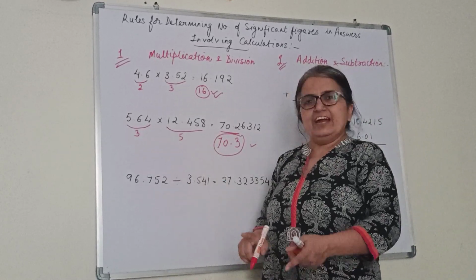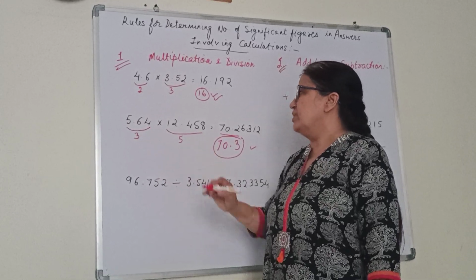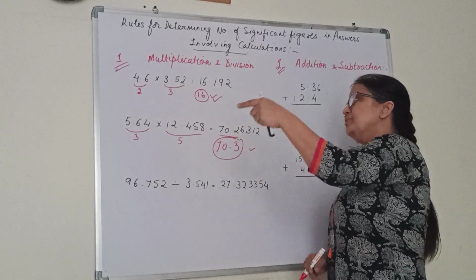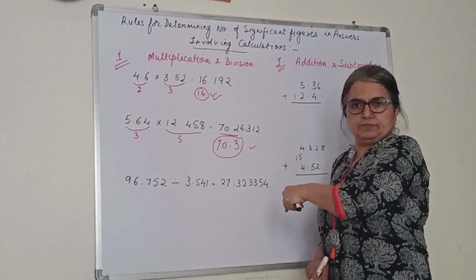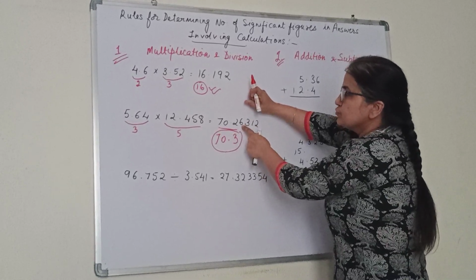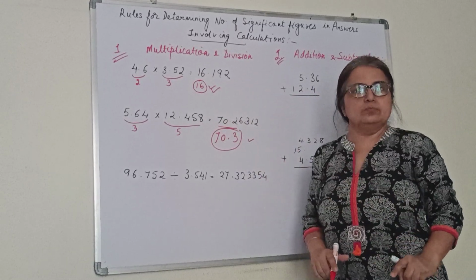Two numbers were there which were to be multiplied. First is having 3 significant figures, next one is having 5. Lesser is 3, so the answer should also have 3 significant figures. So 3 means still here, but if this was 4, 2, 1, then you will leave the answer as 70.2.